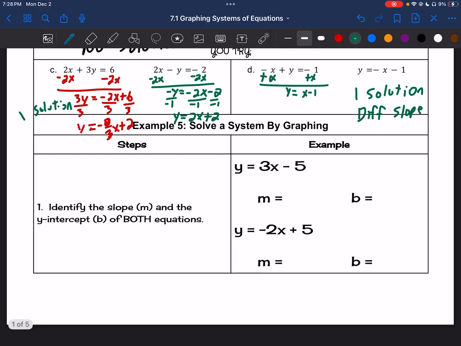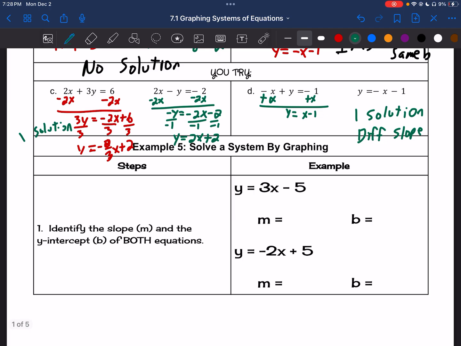So our process for solving by graphing. How do we go about doing this? The first thing we need to do is identify what is my slope and what is my y-intercept of my graph. So my slope in this one is a 3, and my y-intercept is negative 5. And in the second equation, my slope is negative 2, and my y-intercept is positive 5. So we're going to use this information on the next page.